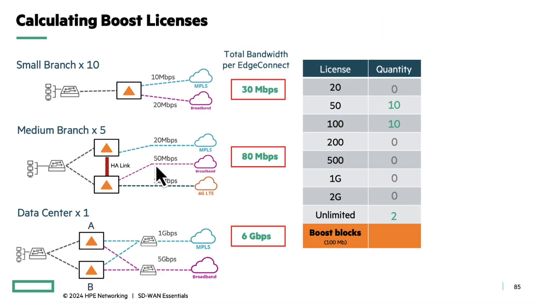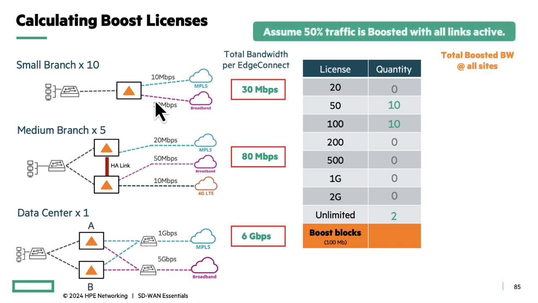Remember our licensing exercise from earlier? We'll assume the same SD-WAN. Let's consider how much boost is required, assuming we want to boost 50% of the total network bandwidth and that all links are active. We have a total bandwidth used by the small branches, 10 times 30, of 300 megabytes, and boosting 50% of that gives us 150 megabytes. How much total bandwidth is used by the medium branches? 10 appliances times 80 for a total of 800, divided by 2 at 50%, is 400 megabytes.